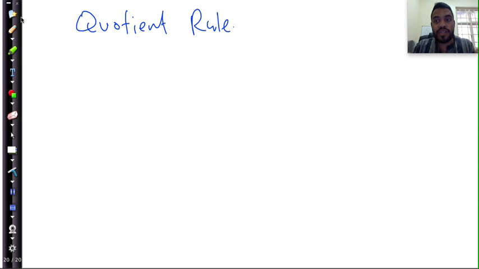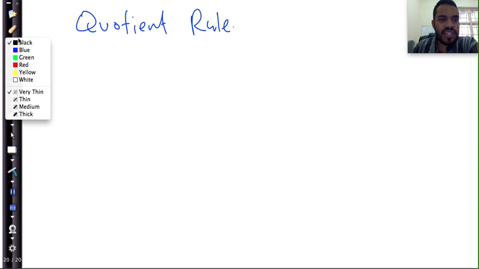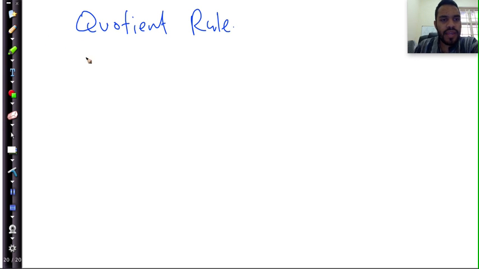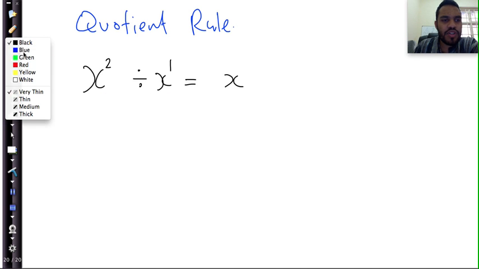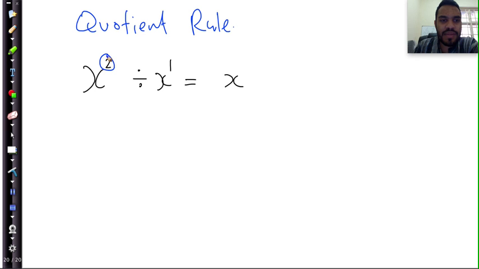Okay, when we divide variables, the same base variables with different exponents, what does this rule tell us? Okay, so let me tell you what the rule says. If I have something that looks like x to the power of 2 divided by x to the power of 1, then there's something I need to do. I keep the base and I simply subtract the exponents. That's equal to x to the power of 2 minus 1, which is just equal to x to the power of 1, right, which is just x. Okay, so that's what the quotient rule is all about.